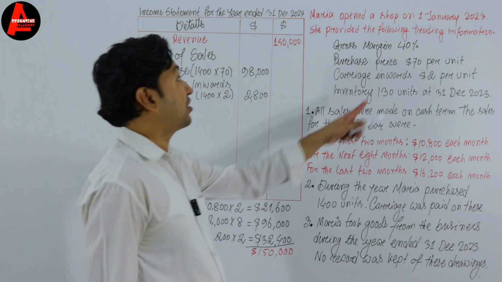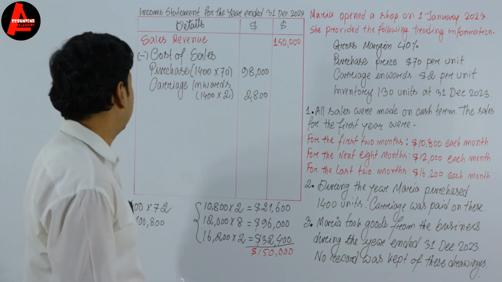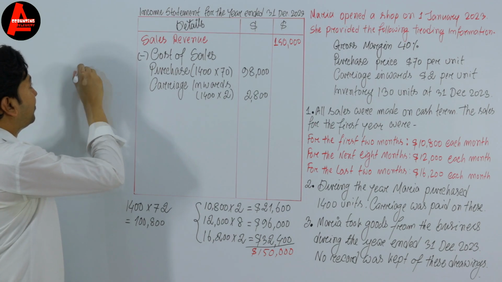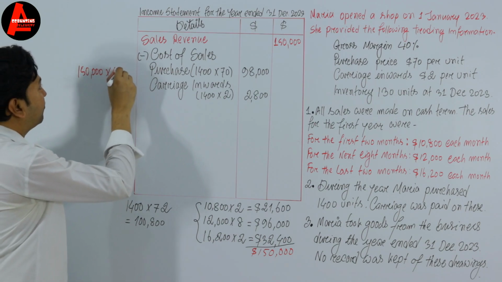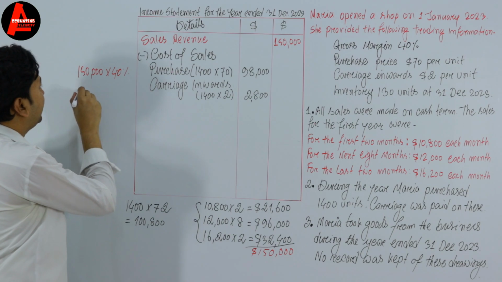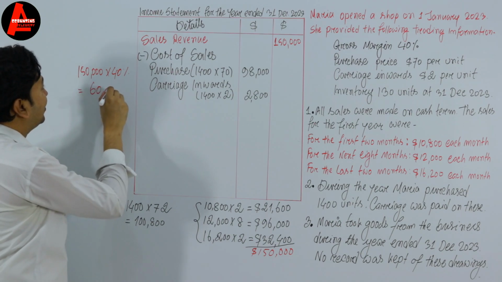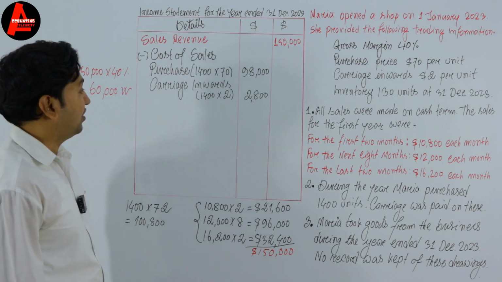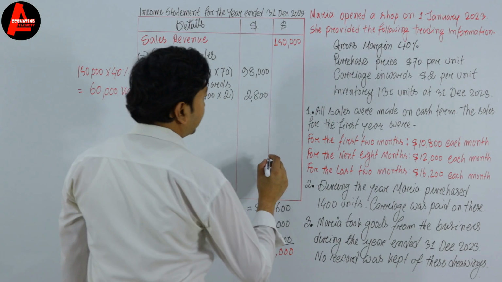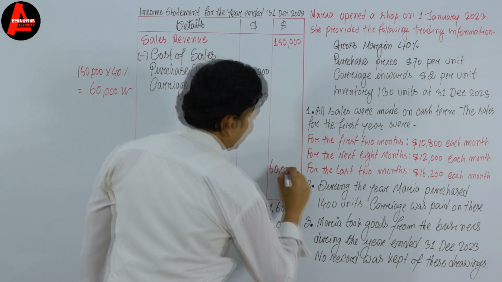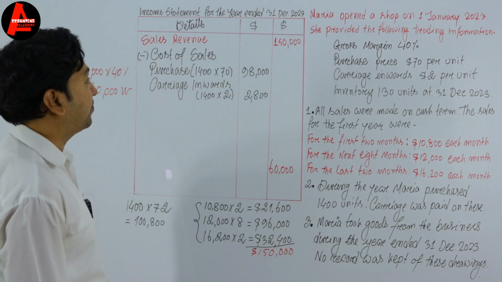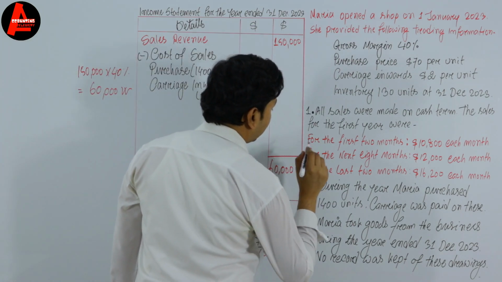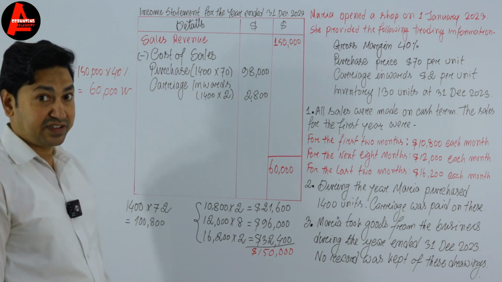Okay, so here gross profit margin is 40%. So our revenue is $150,000. If we multiply by 40%, we get $60,000. Okay, this is our gross profit. So let us write here gross profit $60,000. Okay, so if $60,000 is our gross profit, what will be the cost of sales?